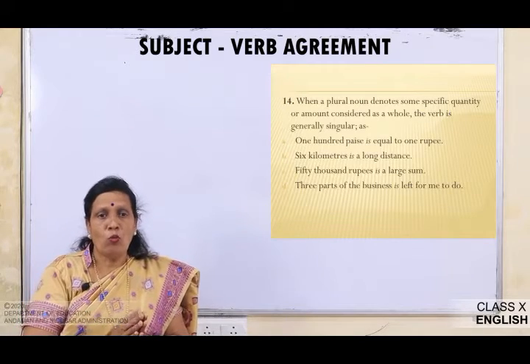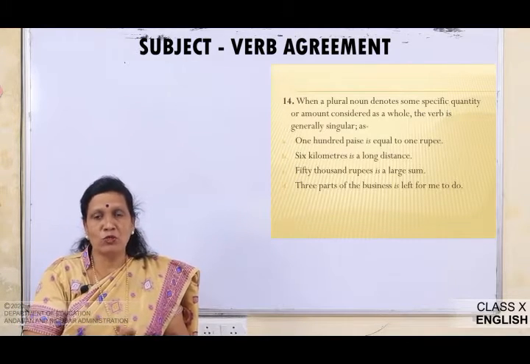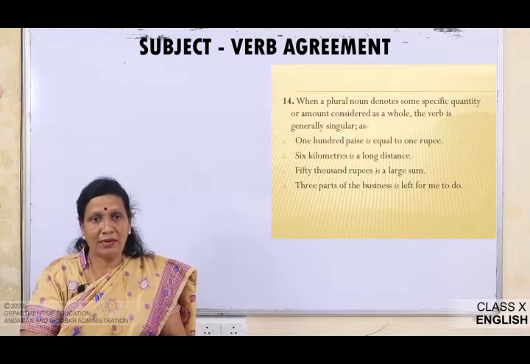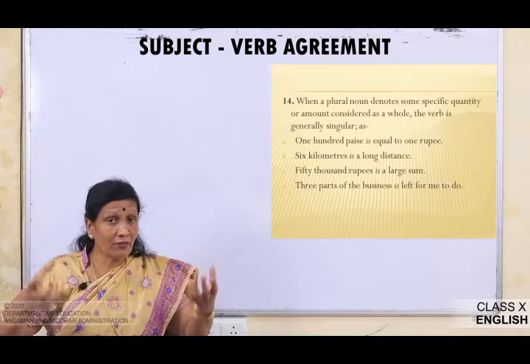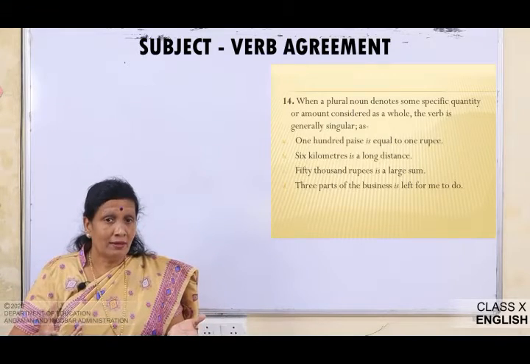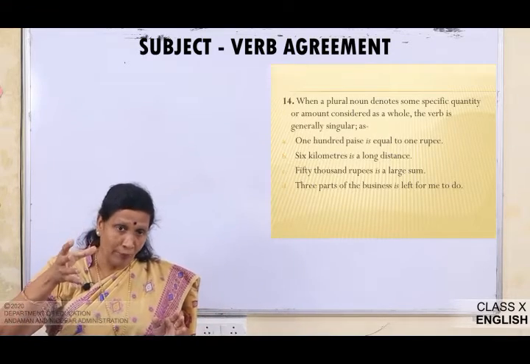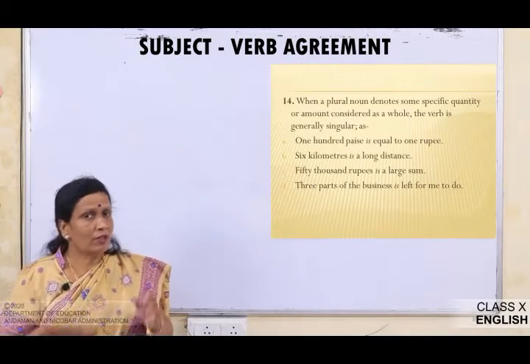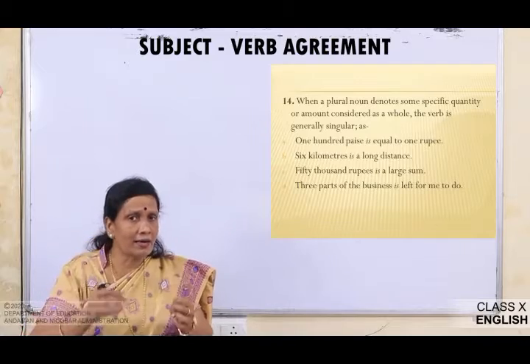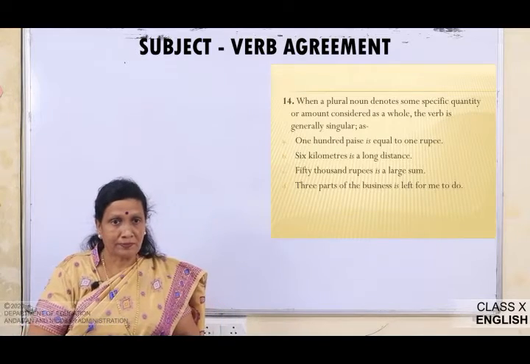For example, 100 paise is equal to 1 rupee. There are 100 paise in 1 rupee. So, though there are 100 paise, we are talking about it as a whole. So, we say 100 paise is equal to 1 rupee. We do not say 100 paise are equal to 1 rupee.